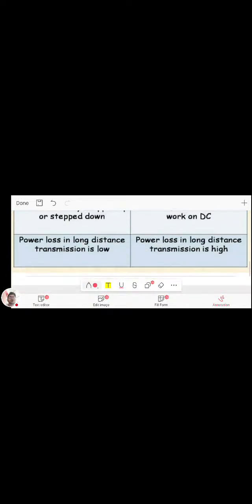Next, power loss is low. If they ask what is the advantage of alternating current, it is that power loss is low during transmission. Power loss is high during long distance transmission in direct current.